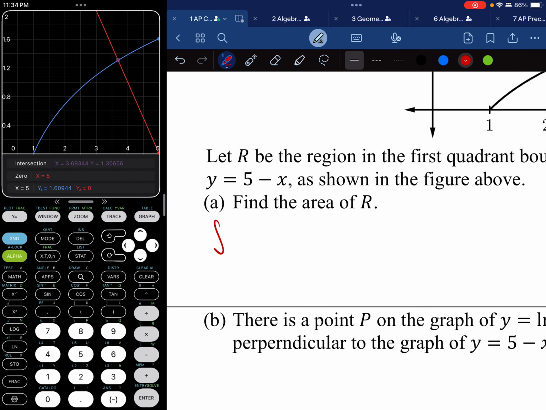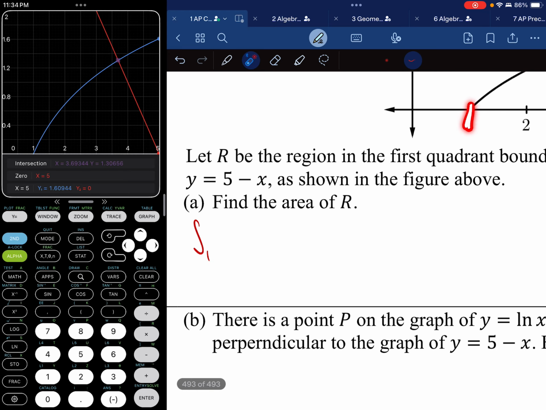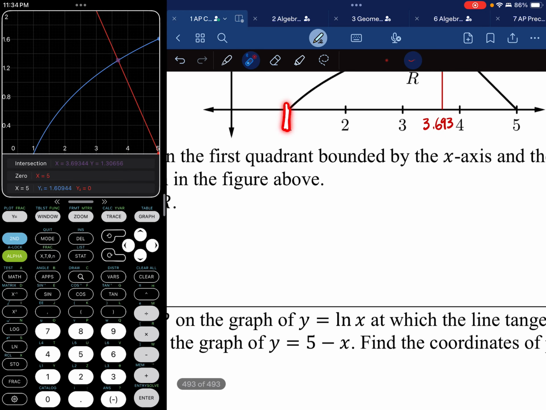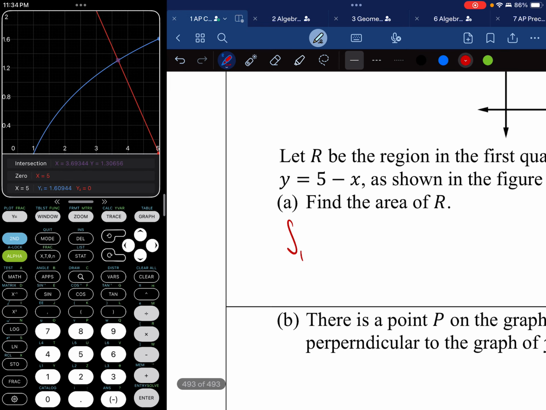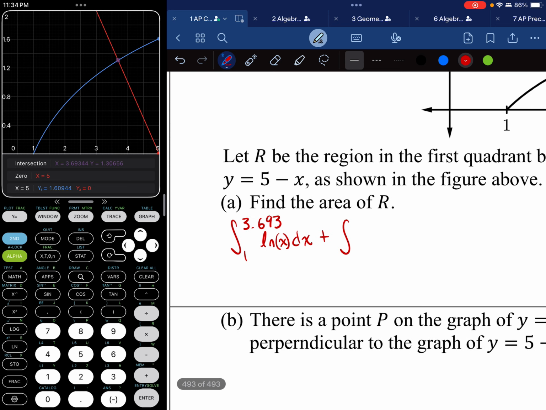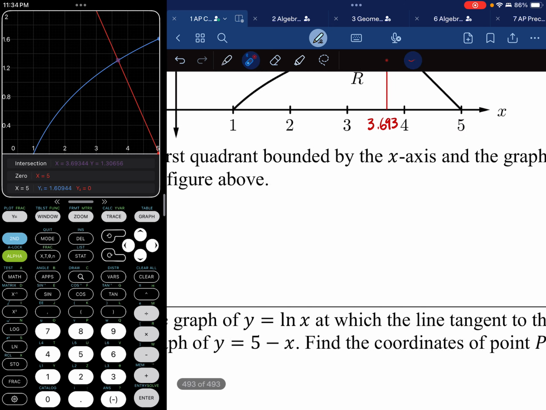So the integral to the left is going to be the integral between, not 0, be careful. This one is not 0. It starts here at 1. It goes from 1 to that 3.693 of our first function, which is the natural log of x, technically dx, plus the integral of the right piece. The right piece is going to be that same bound of 3.693 to whatever our end x coordinate was. In this case, it's 5.